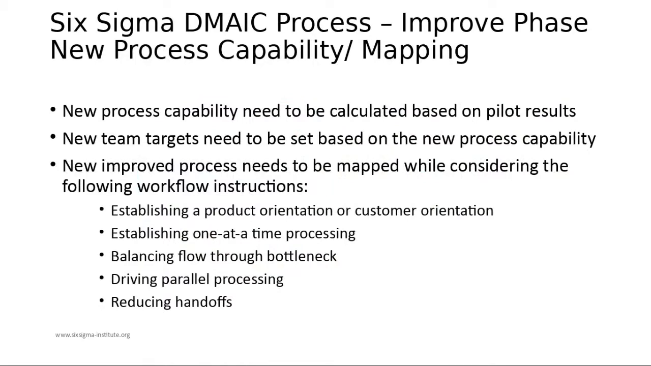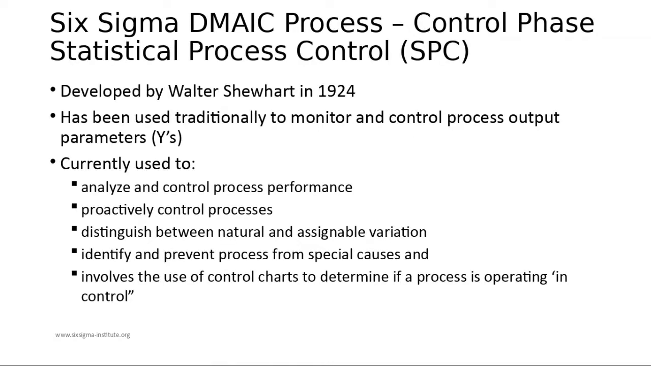Also, one of the improve phase tools is the process capability, and the process capability is going to be discussed also later. It is to calculate the index of the process capability to verify and validate whether the process is capable to perform or it needs adjustment. The last phase, which is usually the shortest phase, even though it is going to last longer than the other phases, is the control phase.